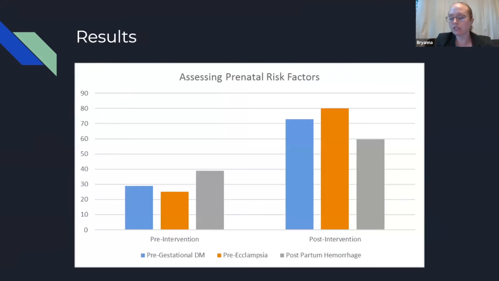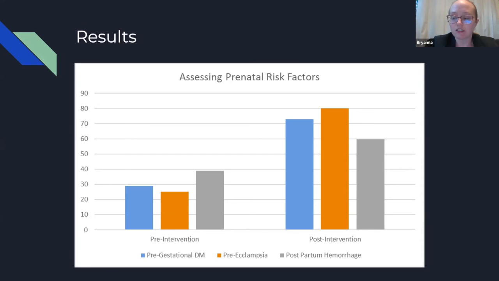And so then our results. The pre-intervention data suggests that there was significant disparity in assessing risk factors in our OB population. The rate of screening for pregestational diabetes was 29%, 25% for preeclampsia, and 39% for postpartum hemorrhage. Post-intervention data did show some improvement, with rates of screening for pregestational diabetes at 73%, preeclampsia at 80%, and postpartum hemorrhage risk at 60%.